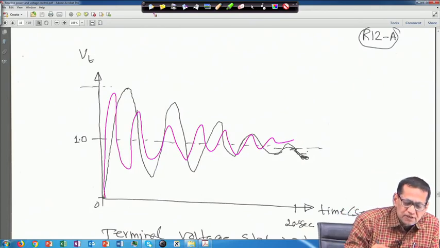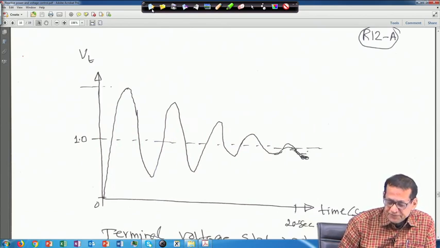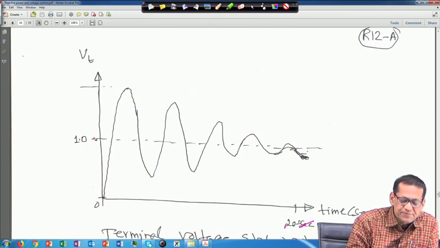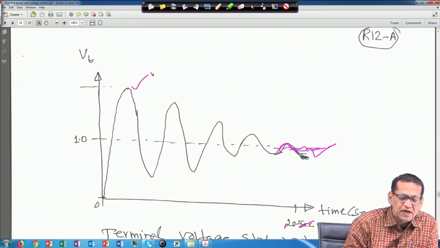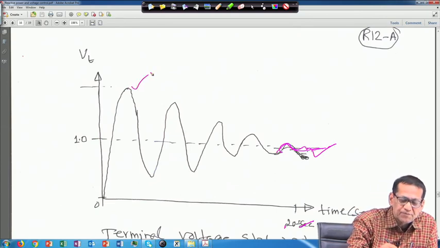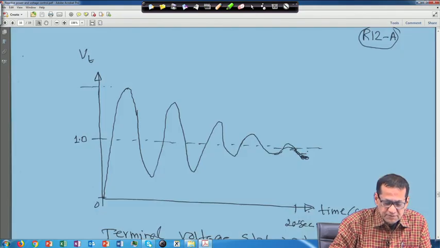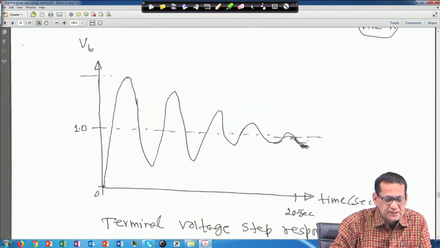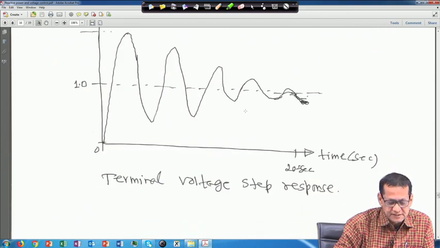So if you plot using Simulink or any other packages, this is the time, given up to 20 seconds, and this is your step input, that is 1 per unit voltage, 1 upon s. Ultimately it is going like this and settling to 1.0, but the peak deviation is quite high, whatever parameters we have taken. This is the terminal voltage step response, right? V reference is 1 upon s.